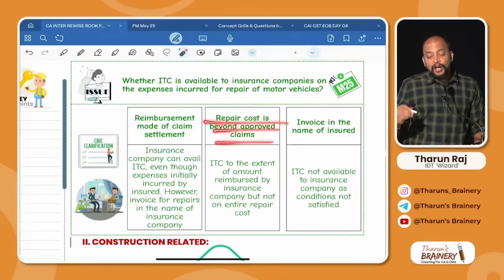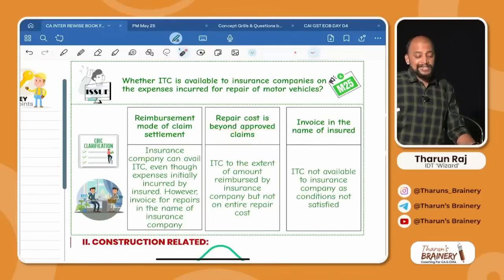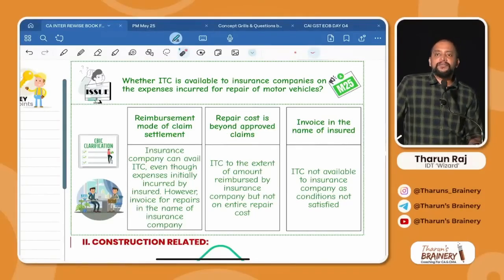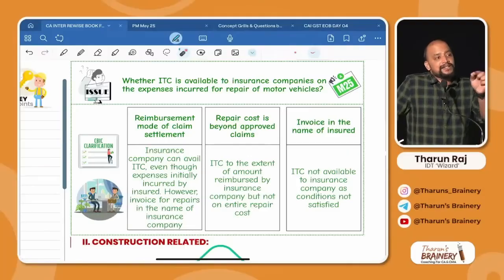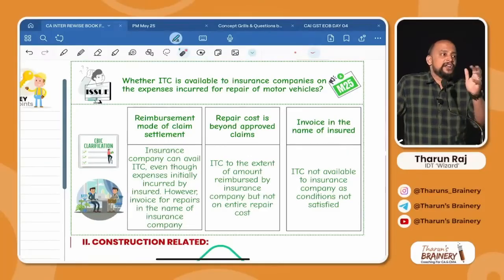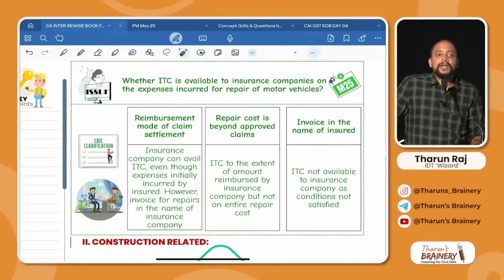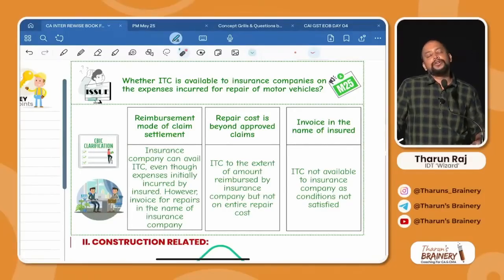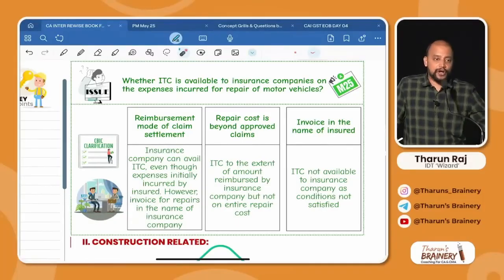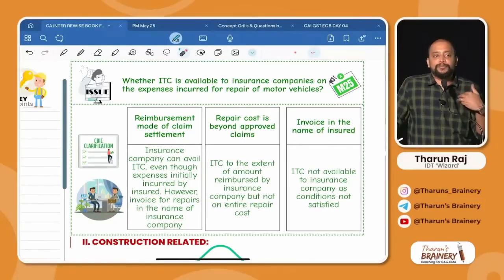Repair cost is beyond the approved claim. What is this? Say the repair cost is somewhere like 80,000. The insurance company says we will bear only 60,000, because some parts, usually plastic parts, are not covered under insurance. Only metal parts are covered. Plastic parts and the rest we only should bear. So 80,000 rupees is the repair cost: 60,000 borne by the insurance company, 20,000 rupees borne by the insured.